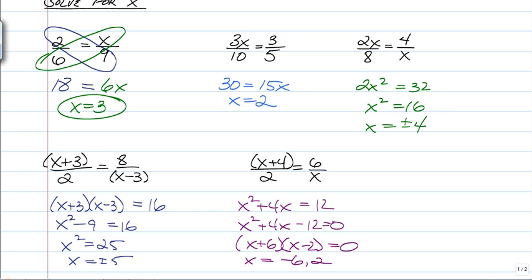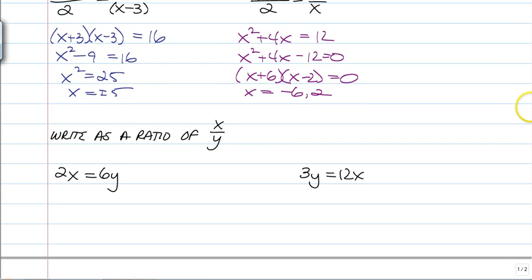Okay? So next is writing ratios in terms of x over y. Basically, what you're trying to do is get x over y. So x is on this side, so you need to divide this side by y. Now you have 2x over y is equal to 6. Now you just need to get this side by itself, so you divide both sides by 2. And that's going to give you x over y is equal to 3. And that's it. You just want to make sure you get x over y. So you get to try the next one.